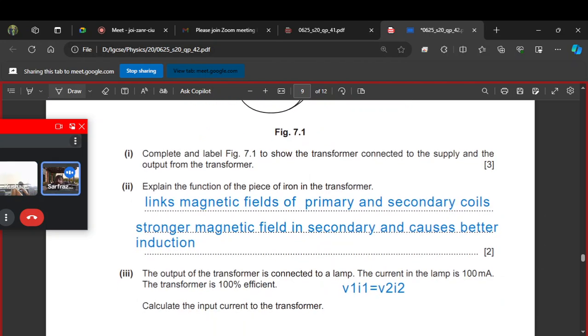Next question says that the output of the transformer is connected to a lamp. The current in the lamp is 100 milliampere. The efficiency of the transformer is 100 percent. Calculate the input current of the transformer. How will you calculate it? By the way, is this 100 milliampere the input current or output current? I1 or I2? I1 is input, I2 is output. So is this 100 milliampere input or output?